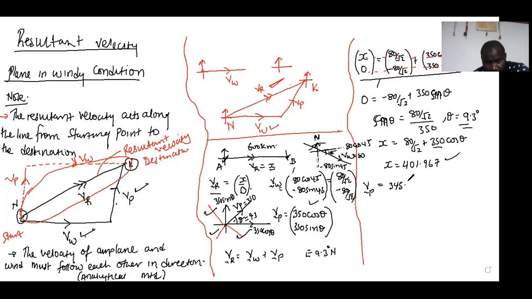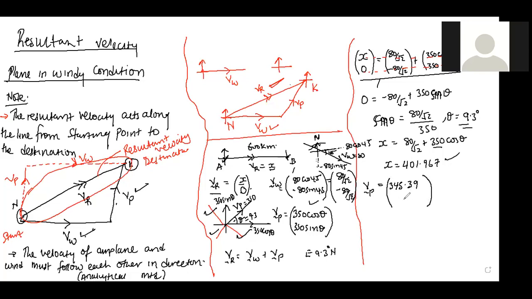345.399. Point? 399. Then the second one? The sine one. 56.56. 6.5? 6? Yeah.